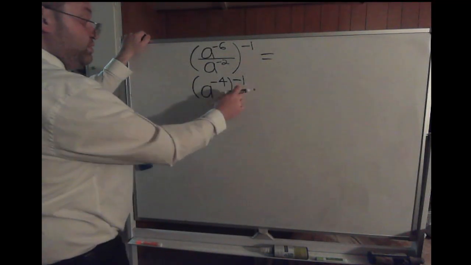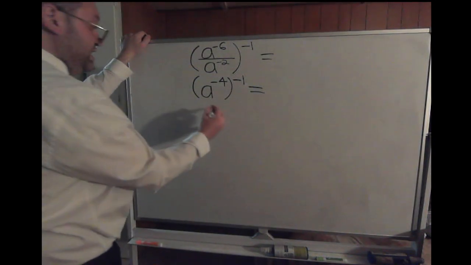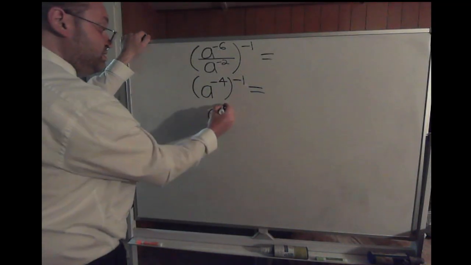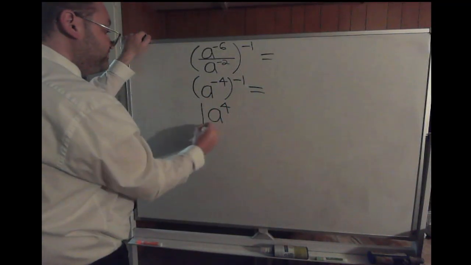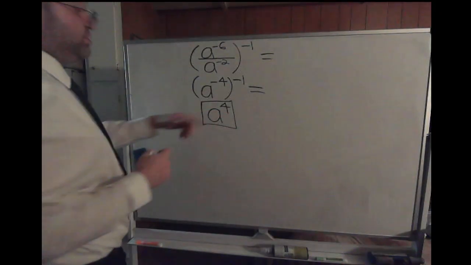We have a power to a power, so you just multiply the powers. You keep your base a, you take negative 4 times negative 1, which turns into positive 4. So the final answer you should get would be a to the 4th power.